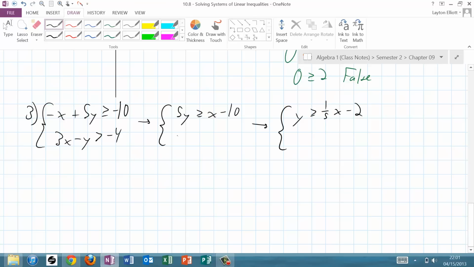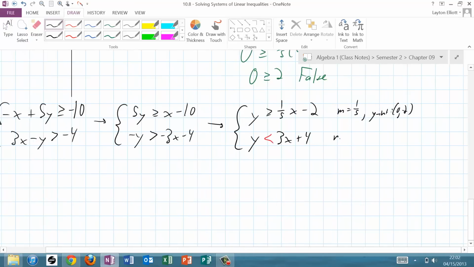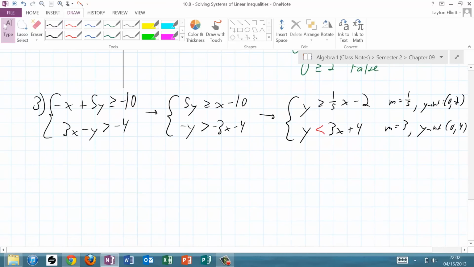The bottom one, I'm going to get negative y is greater than negative 3x minus 4. And then when we divide both sides by a negative 1, or multiply both sides by a negative 1, I get y is, sign switches, less than 3x plus 4. So that's an important thing to remember about the sign switch thing. Okay, up here I have a slope of 1/5 and a y-intercept, I'll just put y-intercept of 0, negative 2. Here I have a slope of 3 and a y-intercept of 0, 4. So we're going to want to graph both of those lines.